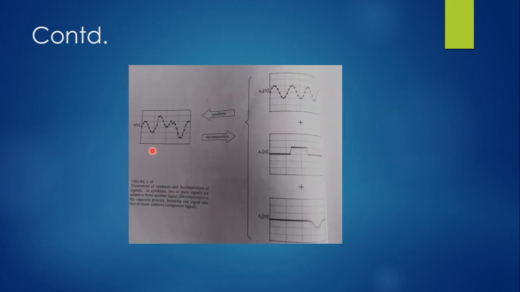So, suppose we have a signal x[n]. It is decomposed into x0, x1 and x2. Suppose this is one signal, this is another signal, this is the third signal. x[n] is broken into the three signals. That is your decomposition. If you add back all these three components, that is known as a synthesis, you will get the same sequence. You will get the same discrete signal.